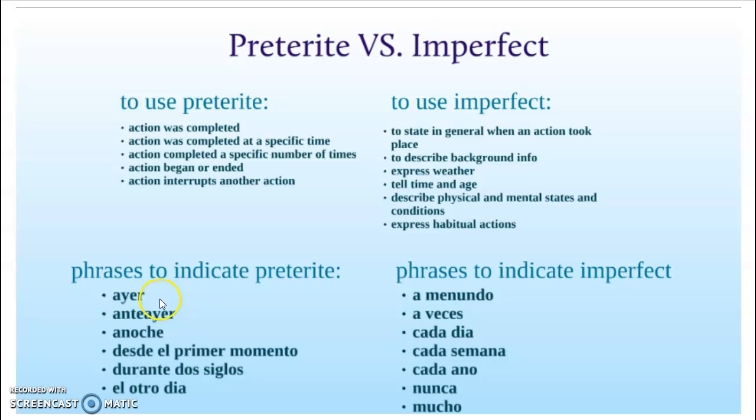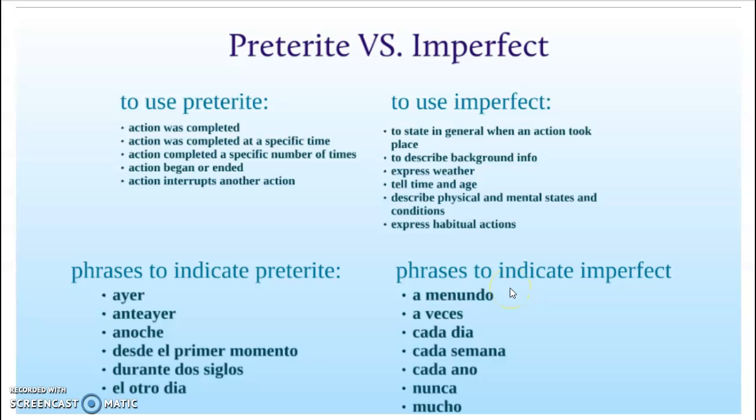If you have ayer, that's yesterday, or anteayer, which is day before yesterday, or anoche, last night, or desde el primer momento, from the first moment, durante los siglos, during the ages, kind of forever, el otro día, the other day. These are generally specific moments in time. And if you start off a sentence or a phrase with a specific moment in time, what follows it is probably going to be a specific action. Right? It's not always, maybe, but likely.